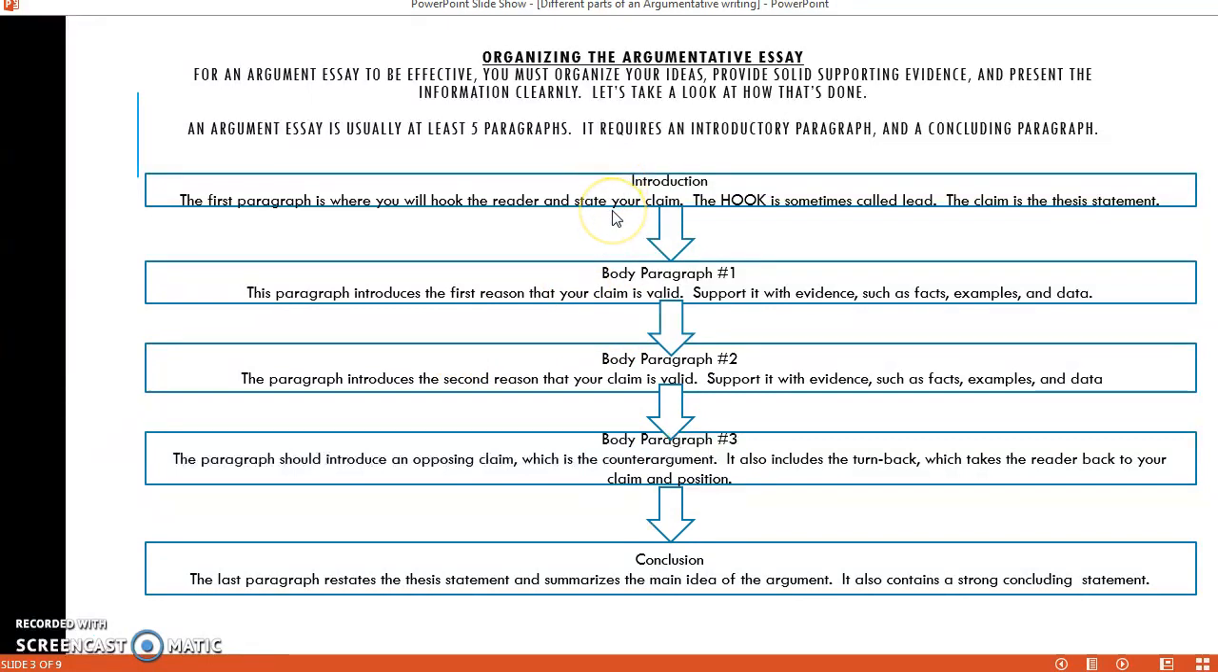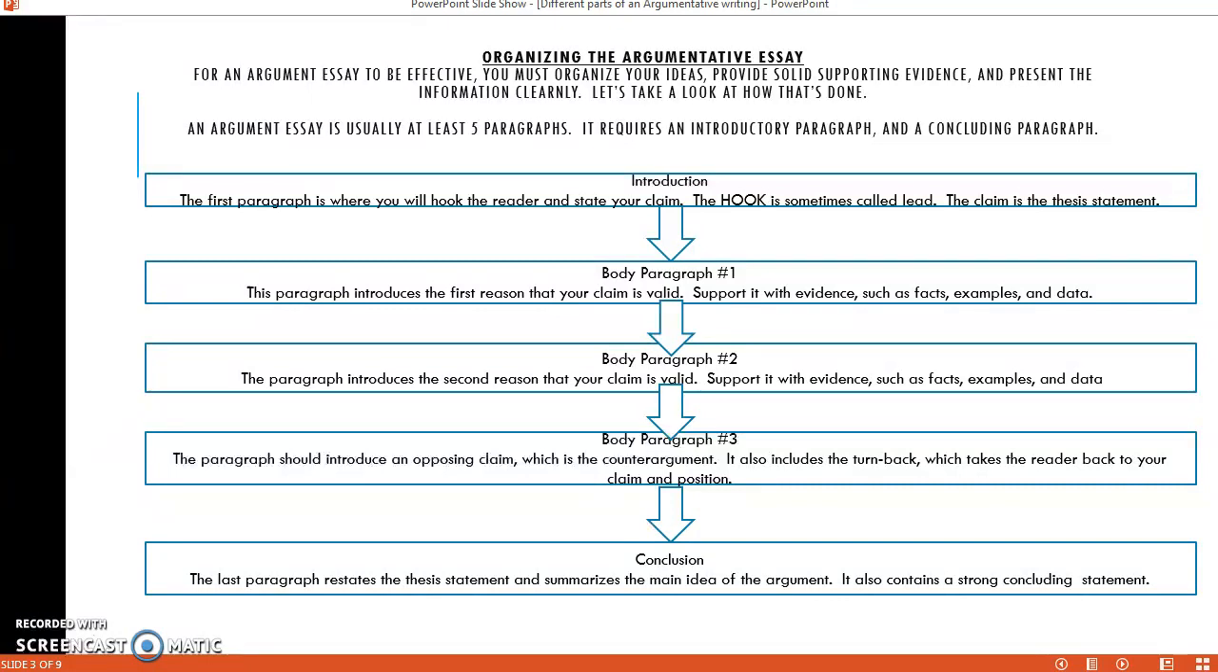The introduction, that's the first paragraph, where you have a hook, and I'll explain more about a hook. You state your claim, so what you're arguing. And then, so the hook is sometimes called the lead. That's what draws your reader in, something interesting that gets them to keep reading. And then the claim is usually your thesis statement. Okay, so then you move on to paragraph 1.